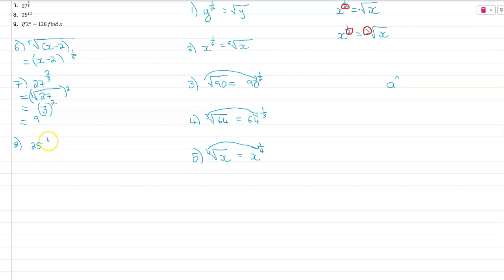25 to the power of 1/5. Okay, but hold on, we can't just do a decimal point. Yes, you will still see decimal points as a power. You will sometimes see it. It's not that common, but you still need to know how to solve it.